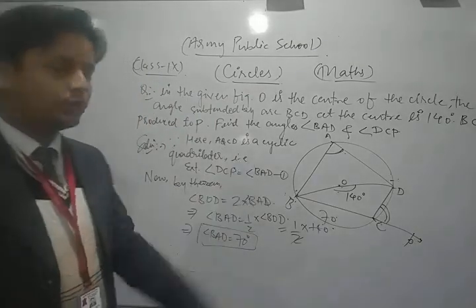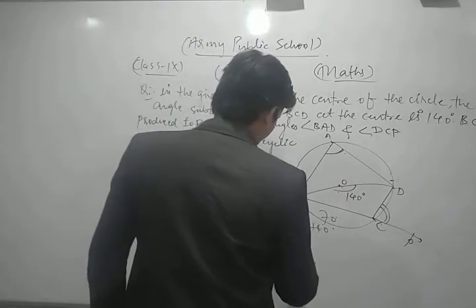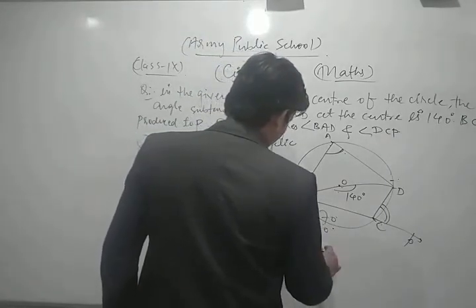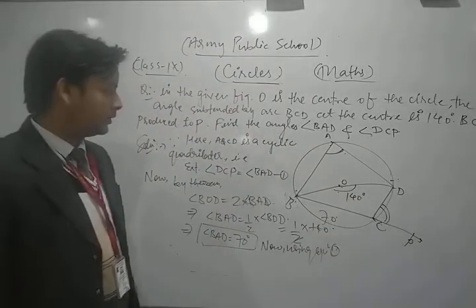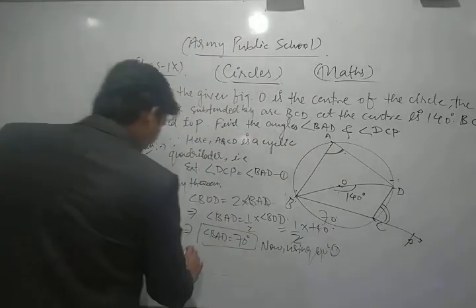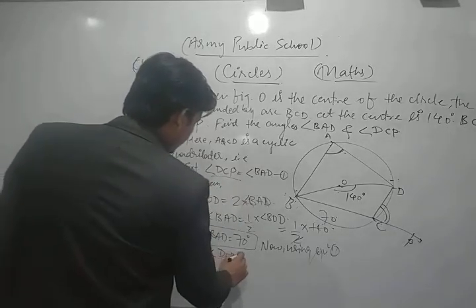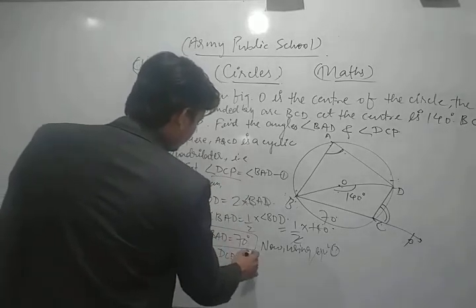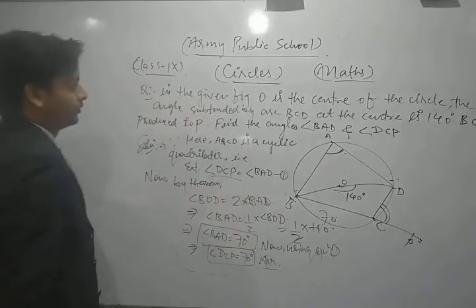Now again using equation 1, we get angle DCP is the same as angle BAD, that is angle DCP is equal to 70 degrees.